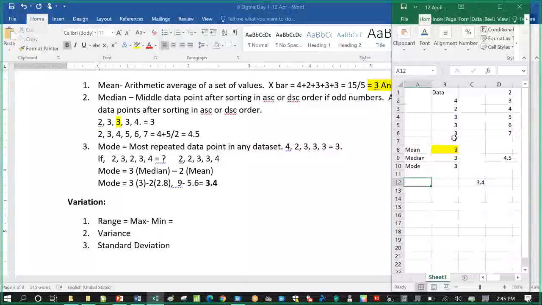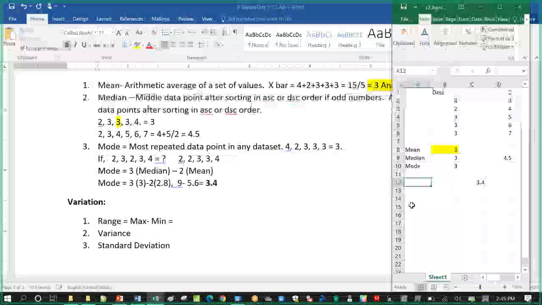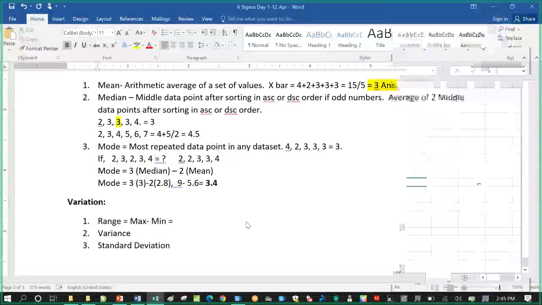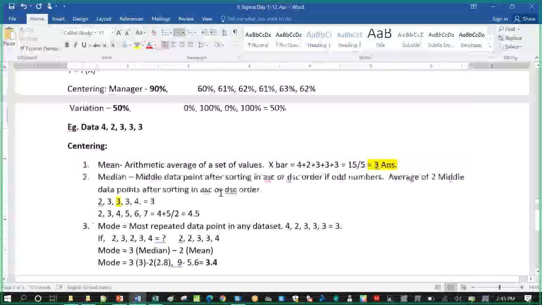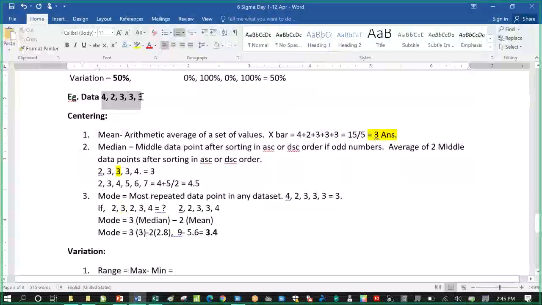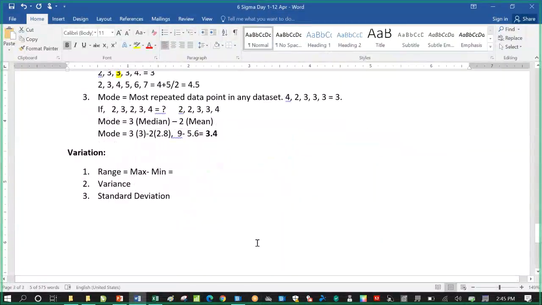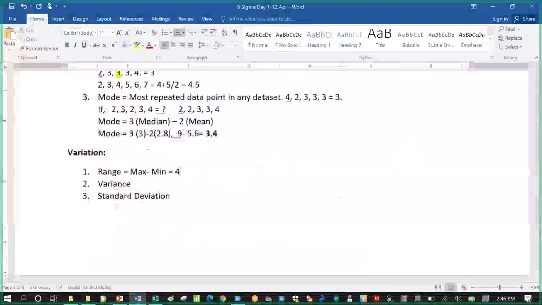It's so simple in Excel. Then comes a variation point of view, maximum minus minimum. So what is the maximum and minimum value here, Dilip? I don't know if Dilip can hear us, but maximum is 4. Yes, sir. Maximum is 4.